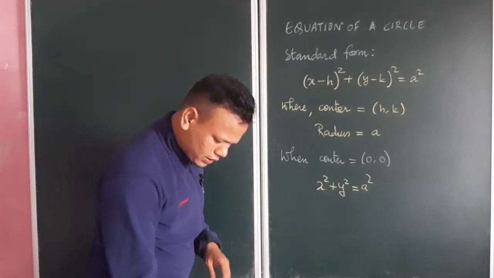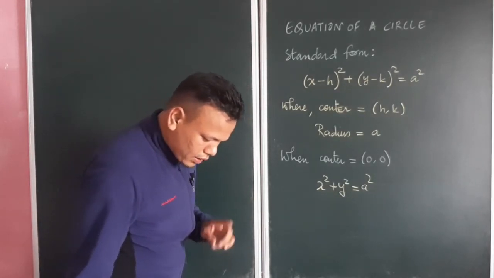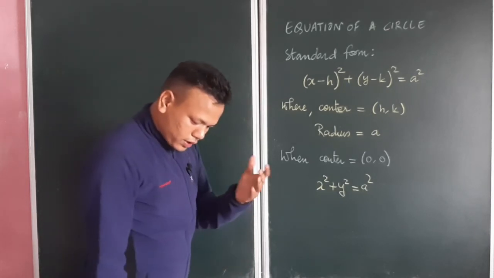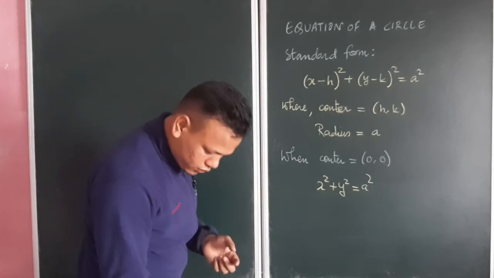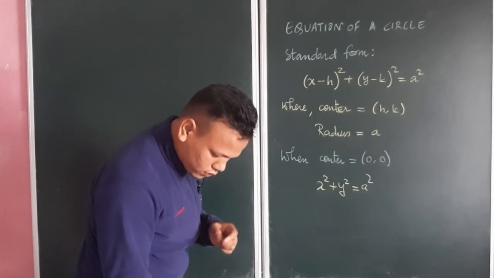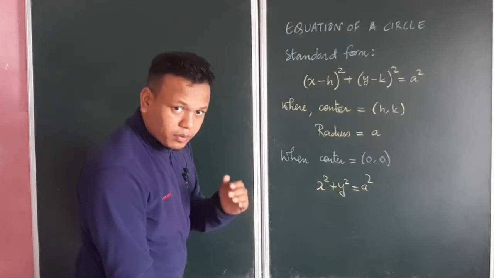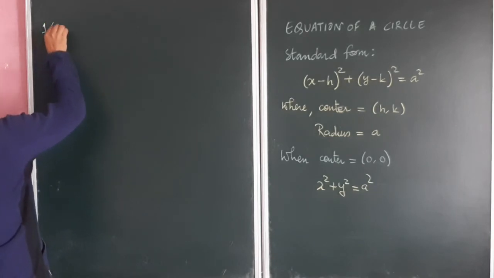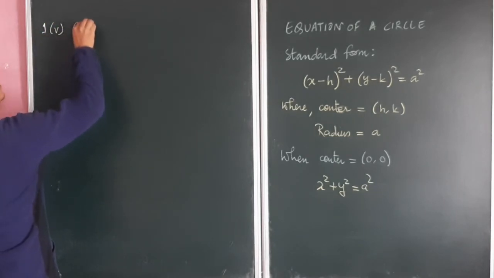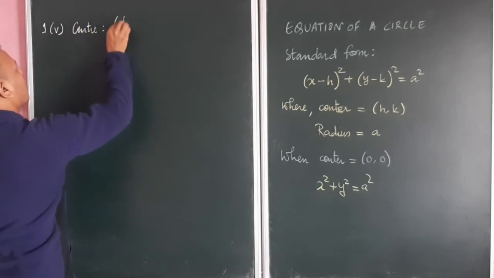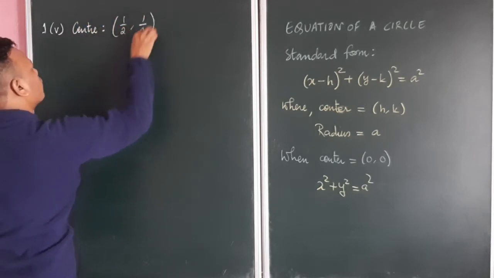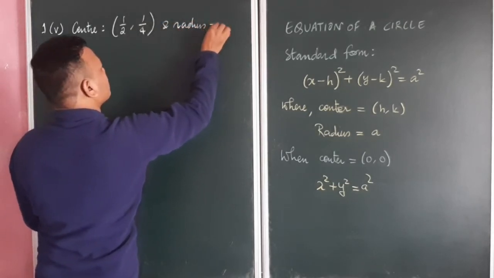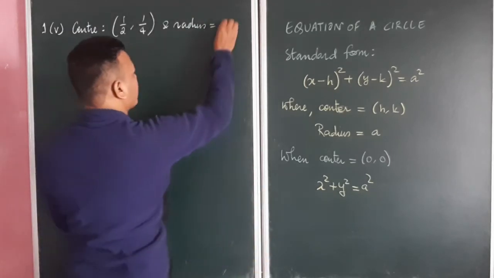Let me take the first question. The question says, find the equation of a circle whose, there are many questions given to you, I'll take one question for example. Let me take question number 5. It says center is half comma 1 by 4 and radius is 1 by 12.